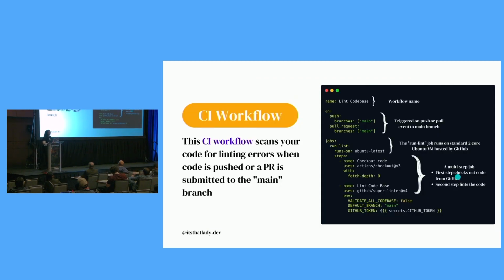So let's get started. This is a first example of a CI workflow. It is going to scan your code for linting errors. When the code is pushed or a PR is submitted to the main branch, it's going to check the code for whatever rules you implemented in your linter. This is using an external action from the marketplace to check out your repository, and then it's using another action, the super linter, to actually lint your code base. We see the workflow name at the top, we see the event triggers, and we see the jobs with steps. This is what a multi-step workflow would look like.